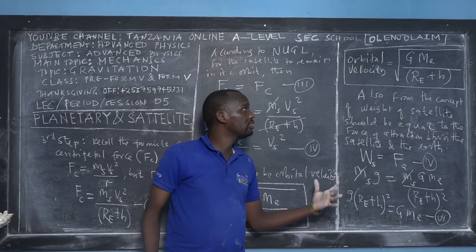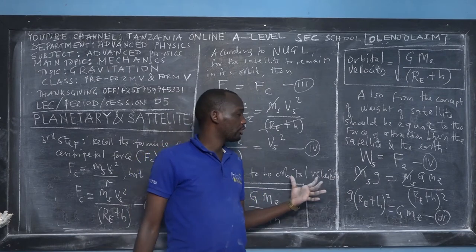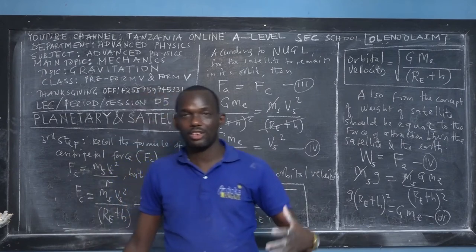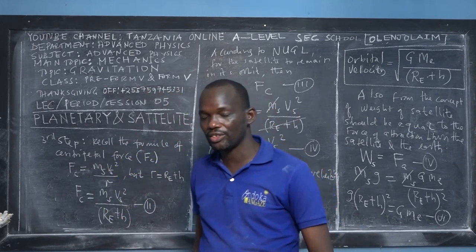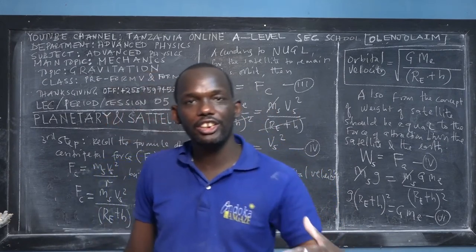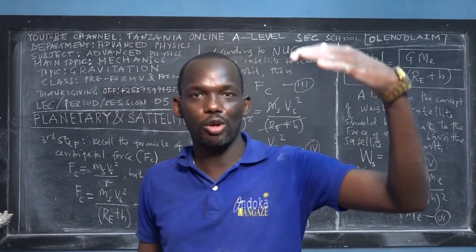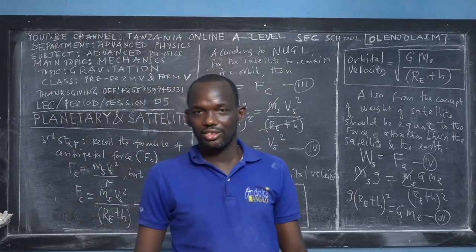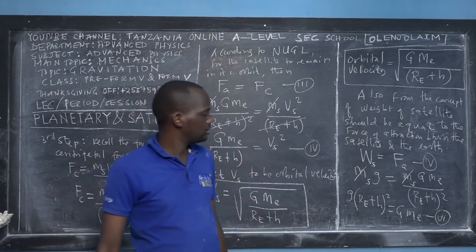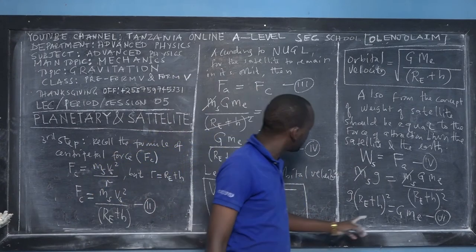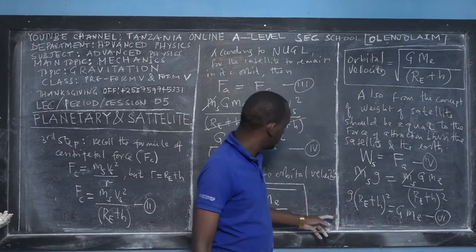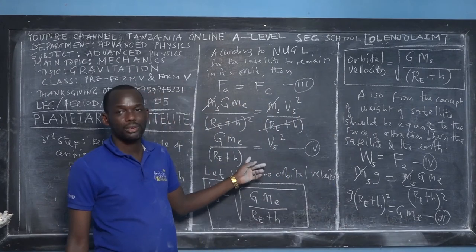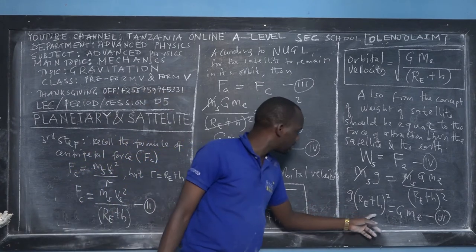We want to determine the orbital velocity in case the orbit of the satellite is closest to the Earth's surface, in such a way that the height from the Earth's surface to the orbit of the satellite is negligible. That's our interest. But that's the focus of Sir Isaac Newton. Okay, so it means that from these six equations, you find that it's closely related with the fourth equation. So we can take the fourth equation.